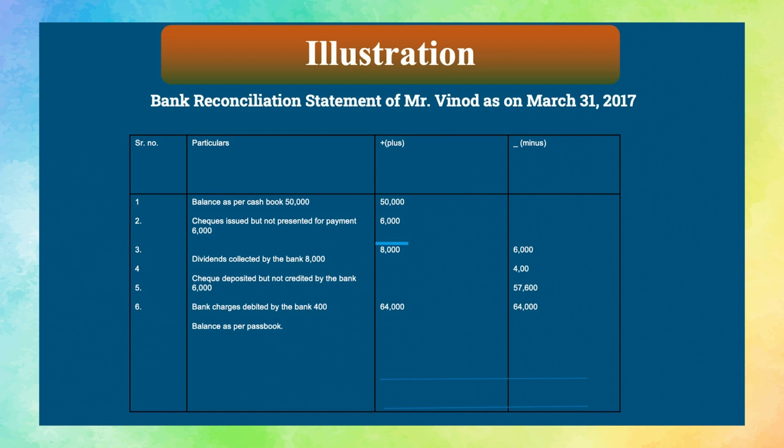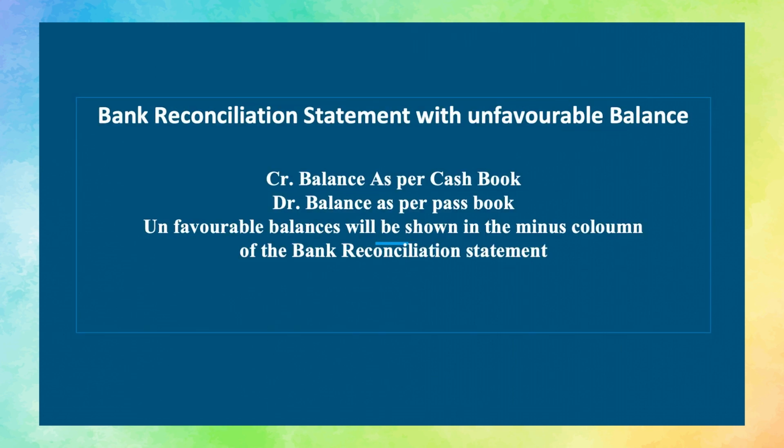So, dear learners, after putting all necessary adjustment in cash book to reconcile our cash book with balance of rupees 57,600 of passbook. I hope till now you would have understood how we can reconcile cash book with passbook with favorable balance. Dear learners, now we will learn about unfavorable balance of cash book and passbook.